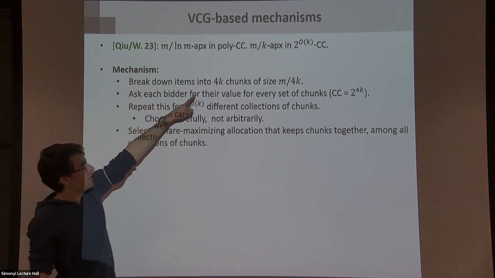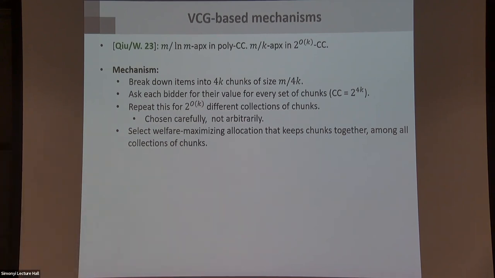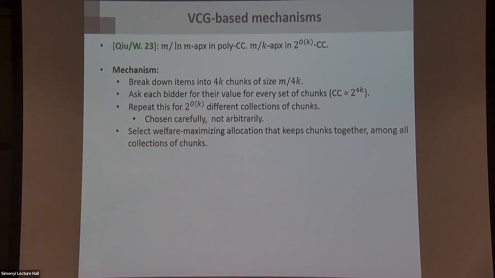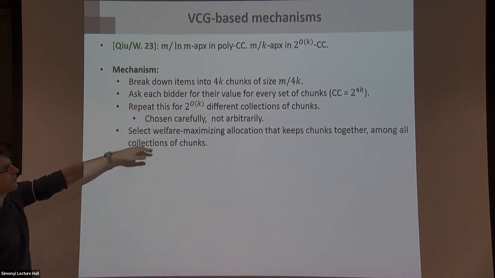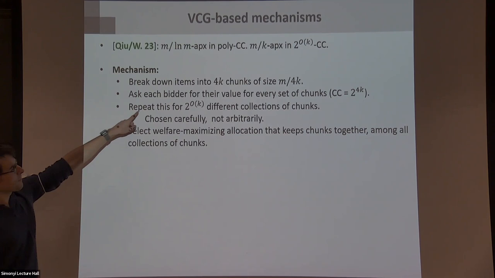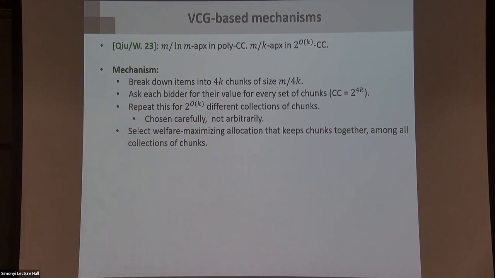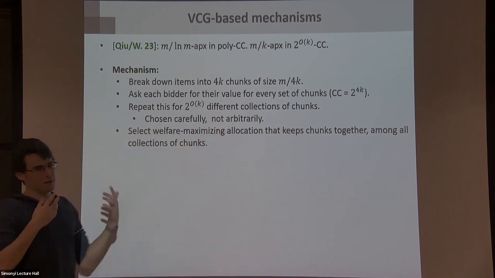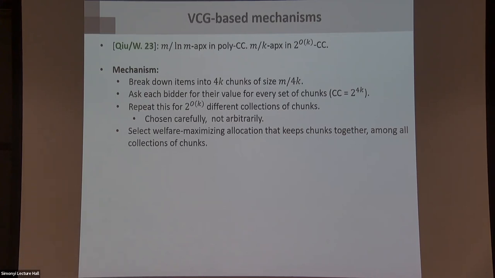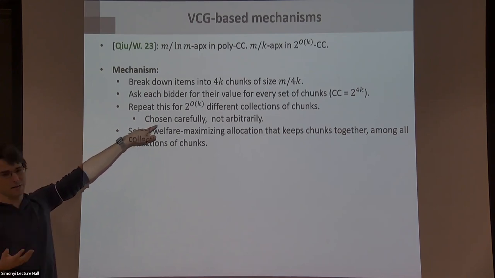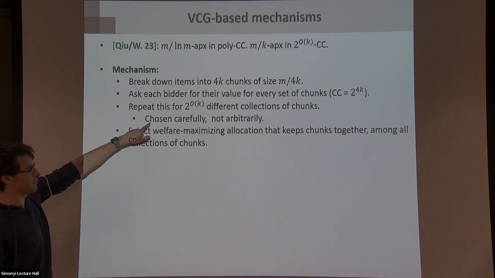So here's what I'm going to do. I'm going to break the items down into 4K chunks of size M over 4K. Ask each bidder, just like before, their value for every set of chunks. I can do that in communication 2 to the 4K. Then I'm going to repeat this exponential in K times, which costs another factor of 2 to the K, which is fine. The only thing is that I can't do this arbitrarily, because if I do, I'm probably not repeating anything. So I need to do this a little bit carefully, but not that carefully. You'll see where it comes up on the next slide.